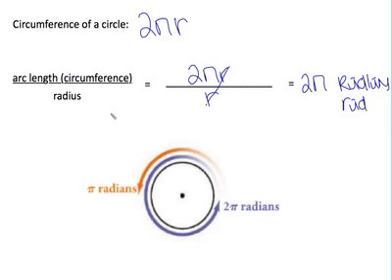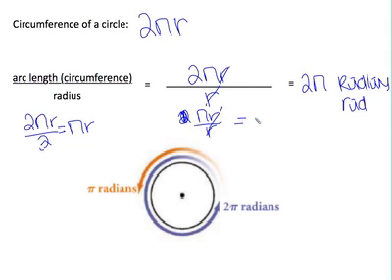If we think about half of a circle, what they're showing in the orange, half of your circumference is just going to be 2 pi r divided by 2, which is going to leave you with pi r. So then if you plug that into the formula, you get pi r all over r. The r's are going to cancel out again, and you're going to get, like what they have, pi radians.